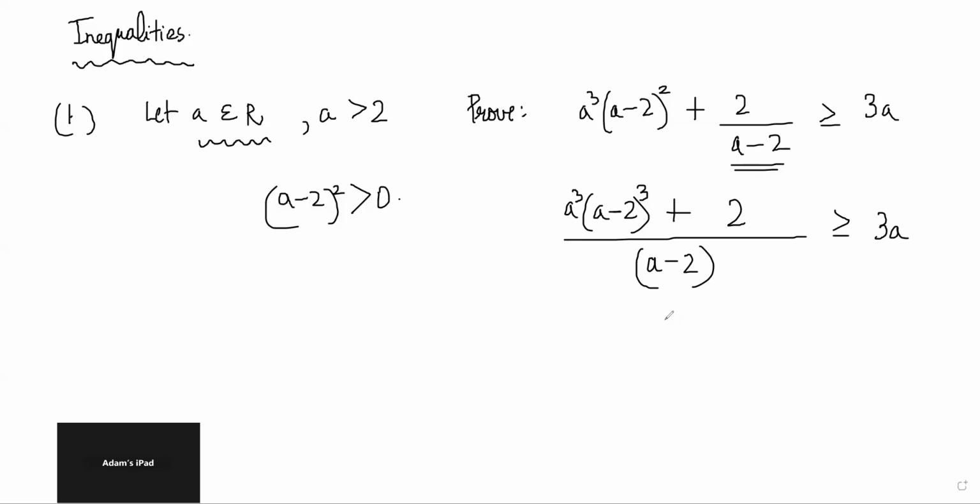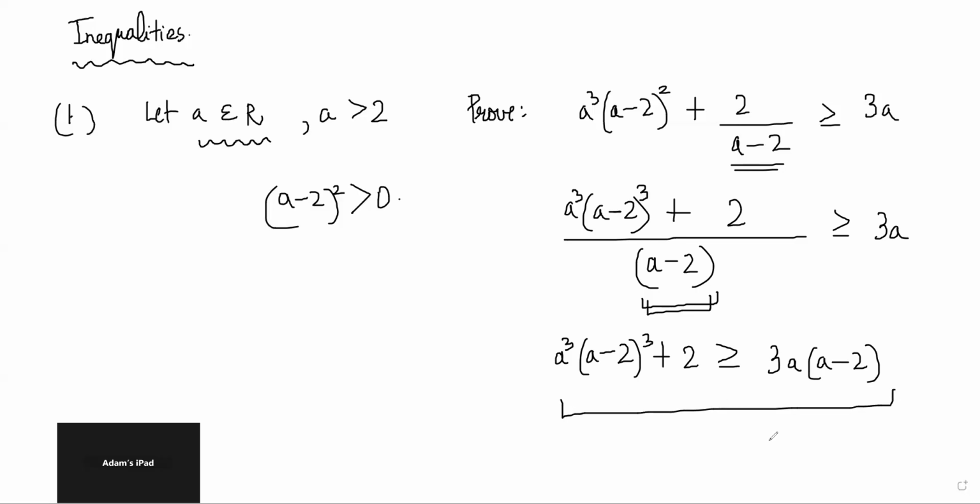Now, here we know that A minus 2 is positive, right? So if I multiply both sides by A minus 2, the inequality is not going to be changed, correct? Yeah, if you are multiplying both sides by a positive thing, nothing changes. So we can write it like this: A minus 2 whole cube plus 2 is greater than or equal to 3A into A minus 2, right? Great. So we need to prove this.